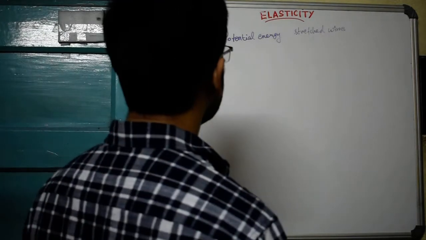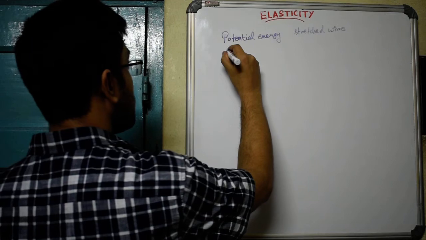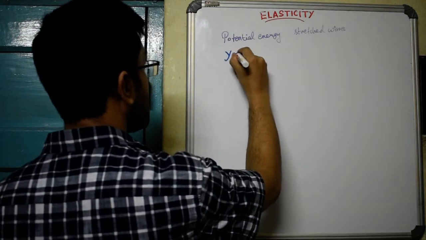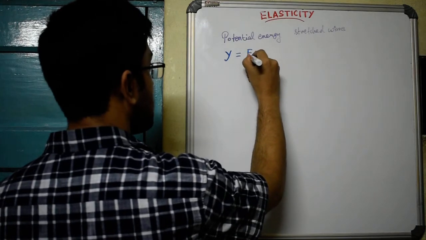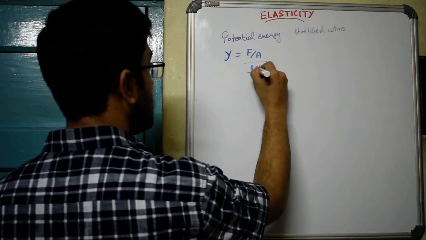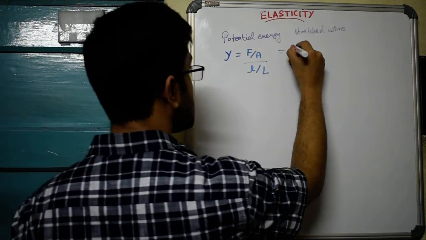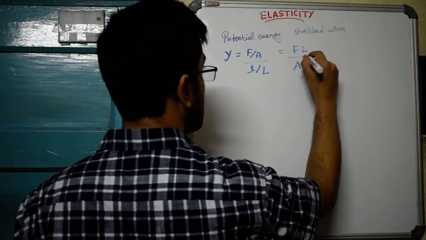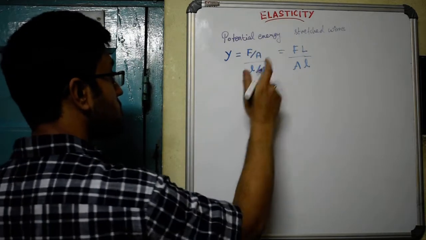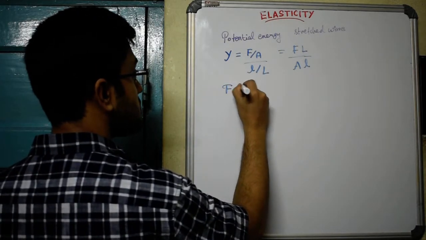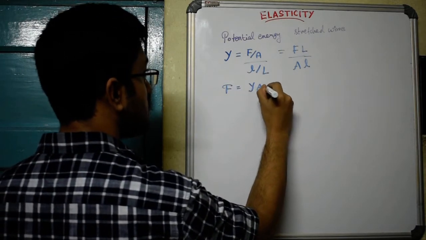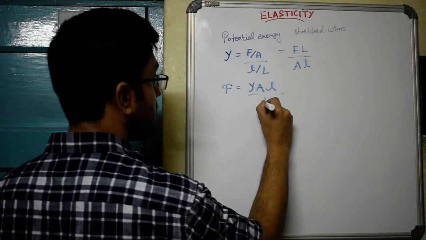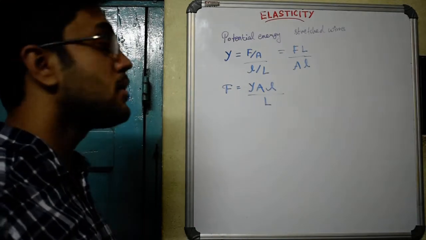Now we know that if we take a wire and we consider longitudinal stress and longitudinal strain, then Young's modulus is force by area divided by strain, and that turns out to be Y = (F/A)/(l/L), where l is the extension and L the original length. This is Young's modulus. If I make force the subject, then force is equal to Young's modulus into area into longitudinal strain divided by the original or initial length of the wire.